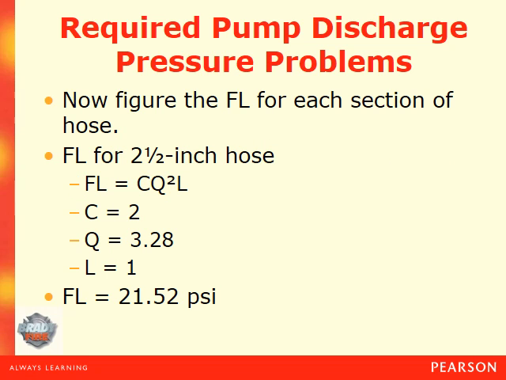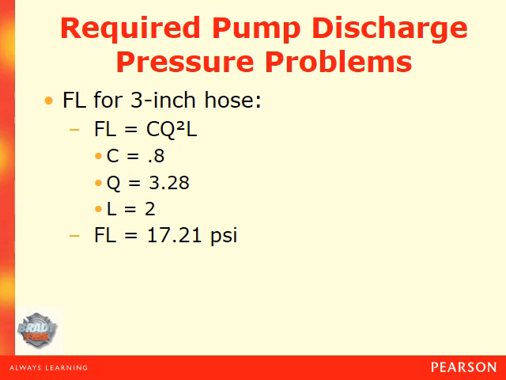Now you're going to figure your friction loss for each section of hose. So our friction loss for the 2.5-inch hose is as follows. Friction loss equals coefficient times gallons per minute squared, of course, divided by 100, times the length of hose, also divided by 100. Our coefficient from our chart is 2. Our gallons per minute are 3.28, and our length of lay is only 1. So we multiply them all together, and we get an answer of 21.52.